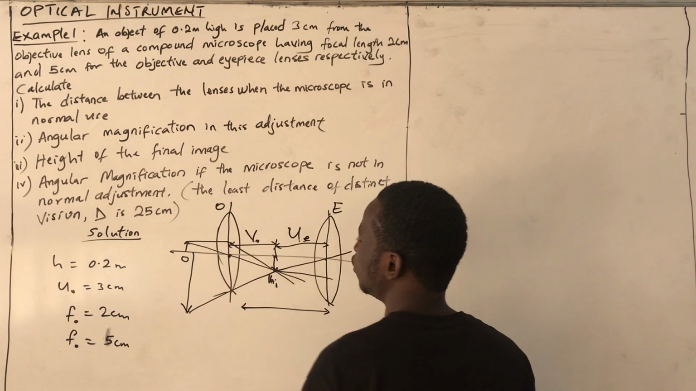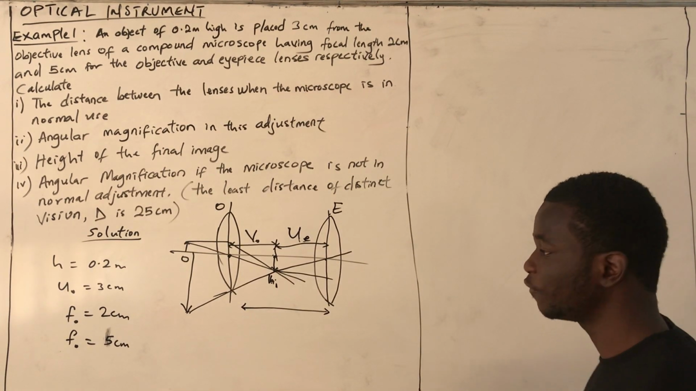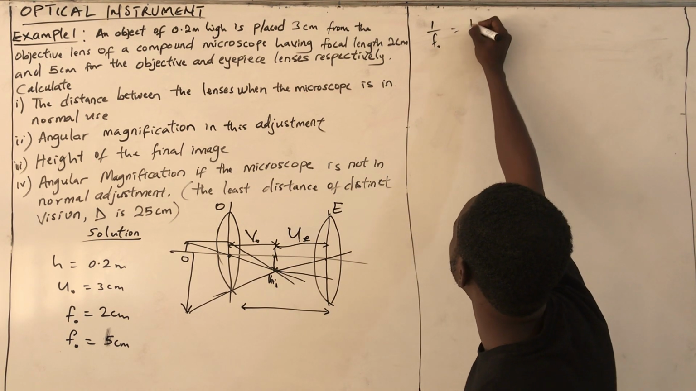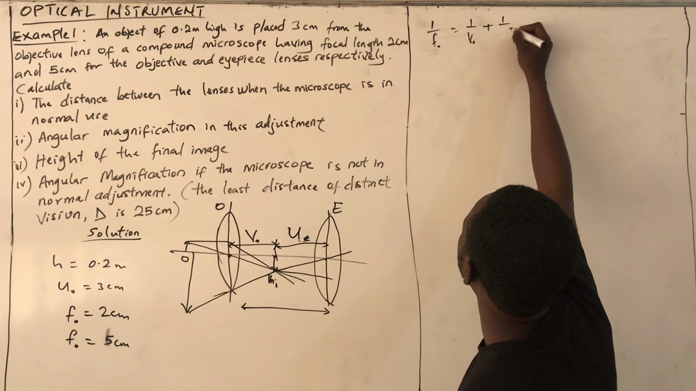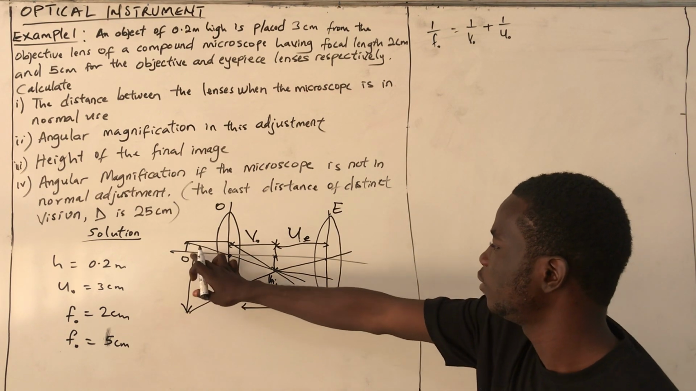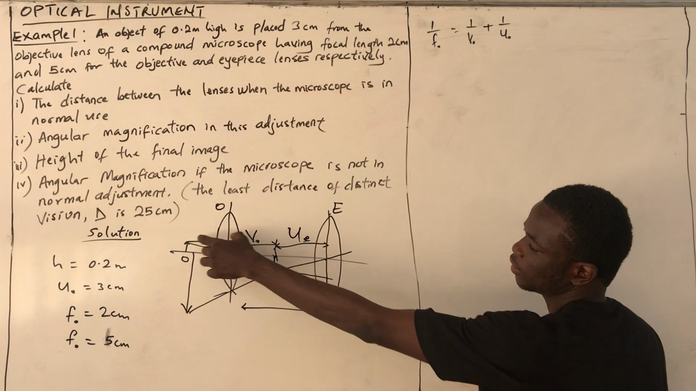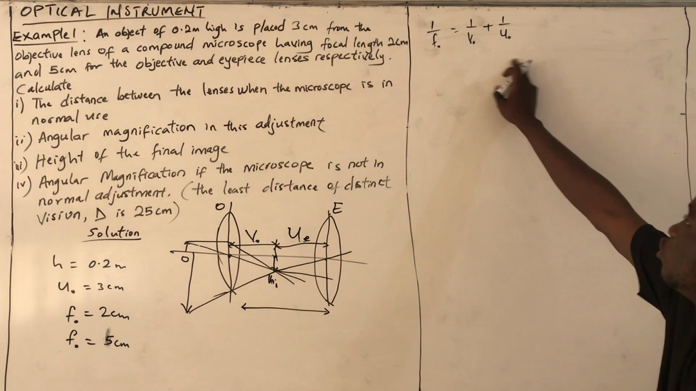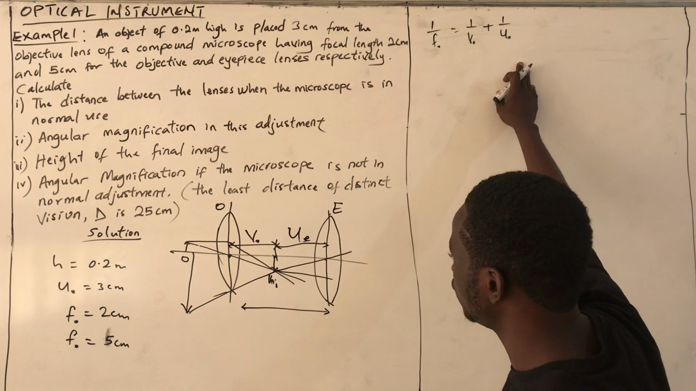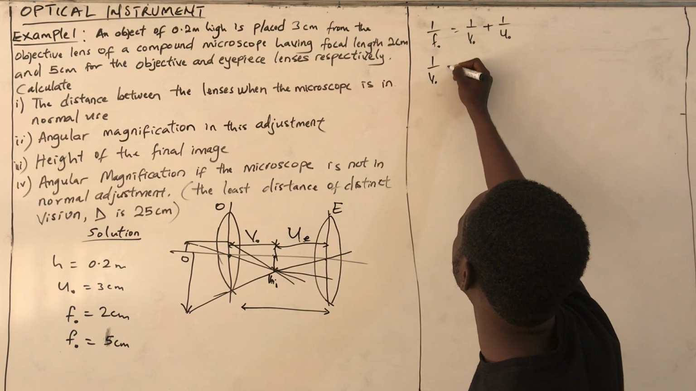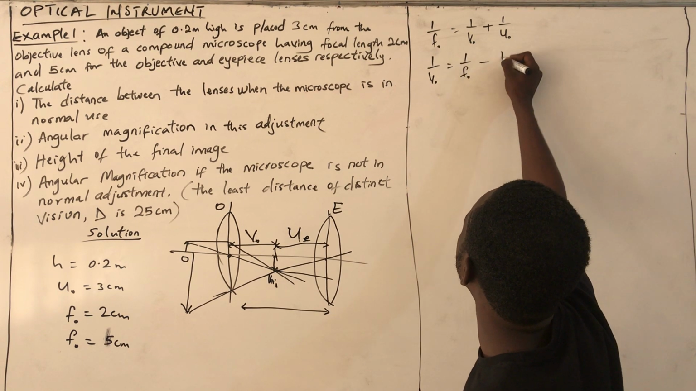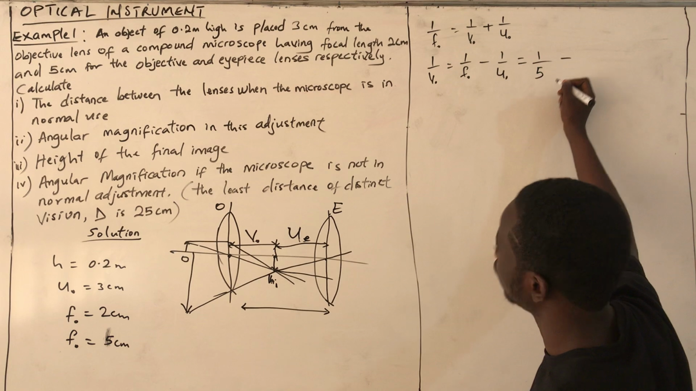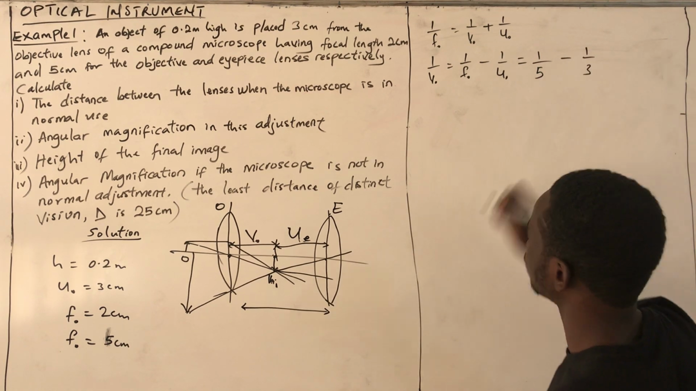Since we have our focal length and object distance, we can use the lens formula that says 1 over F0 is equal to 1 over V0 plus 1 over U0. From the diagram, you can see that the image produced is real, and our lens is a converging lens, which makes everything positive. What we want to calculate is V0. So 1 over V0 is equal to 1 over F0 minus 1 over U0, which is 1 over 2 minus 1 over 3.